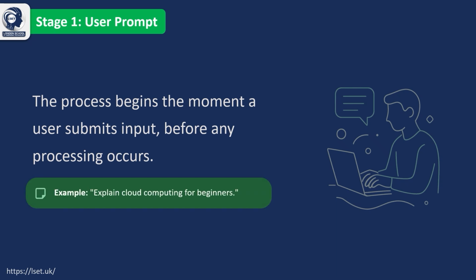For example, if a user enters, "Explain cloud computing for beginners," the model first accepts this input before moving to the next stage of the pipeline. Although this step may seem simple, the quality of the prompt plays a major role in the quality of the final response. A clear and specific prompt gives the model better guidance, leading to more accurate and relevant results.